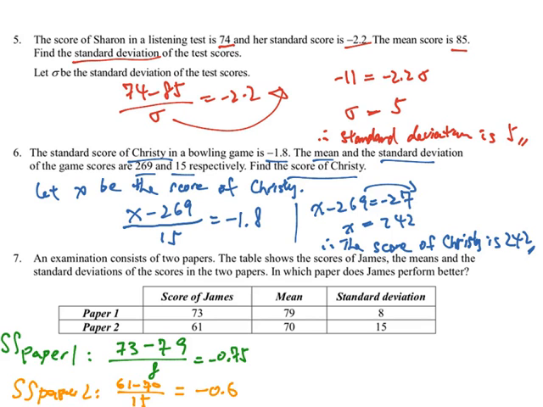So which one performed better? Actually, for negatives, closer to 0 is better. That means the bigger number is better. So negative 0.6 is bigger than negative 0.75 because of the negative signs. So James performed better on paper 2.